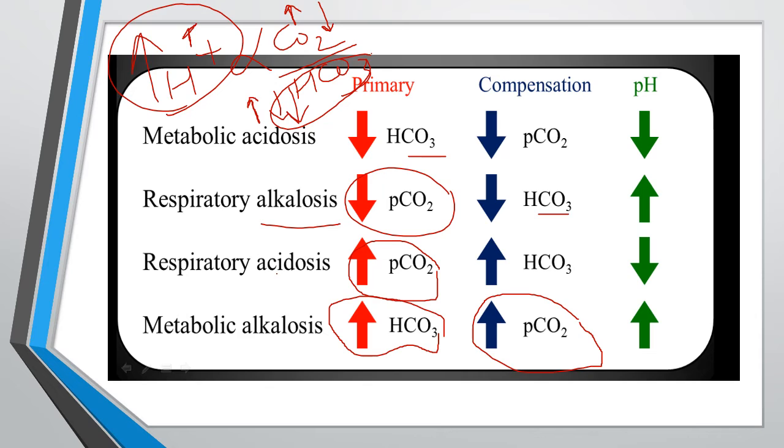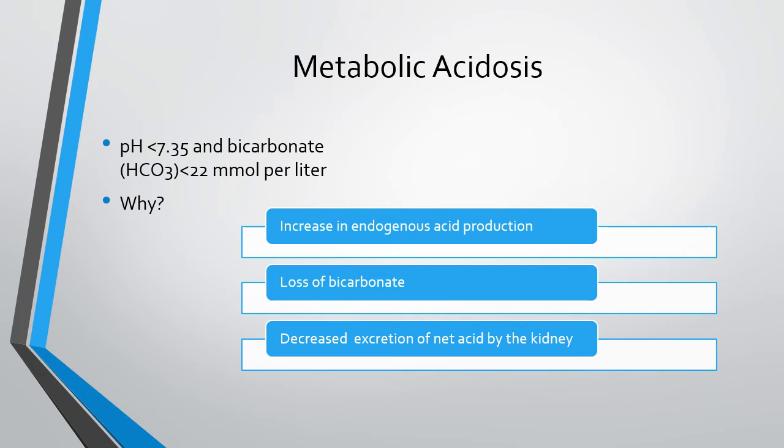So this is just the basics about the primary change, the compensation, and the effect on pH. The mathematical values on how to determine compensation, and whether this ABG is compensated or not, we will be discussing in further videos. So now coming to the first disorder, metabolic acidosis.